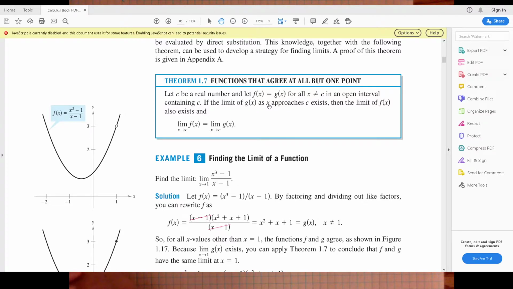That's how you read a statement like this. If the limit of g of x as x approaches c exists, then the other limit has to also exist, and they have to be equal to each other. I want you to take a look at this problem. What it means is we need to find g of x, and g of x is an equation that is similar to f of x, except at one spot. Let's take a look.